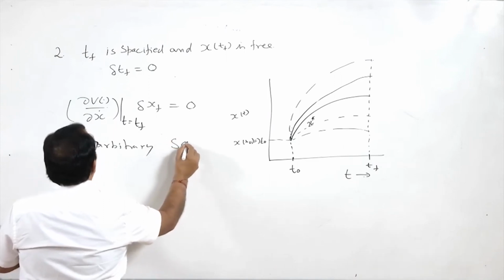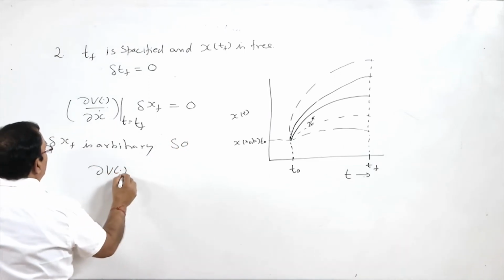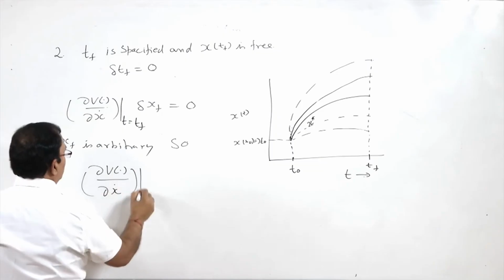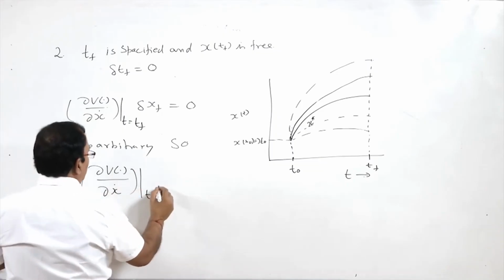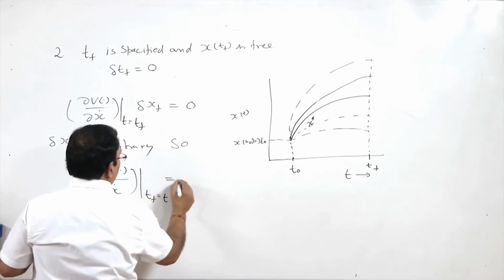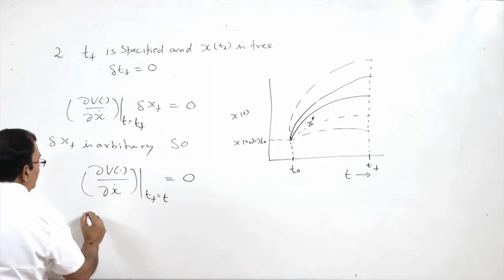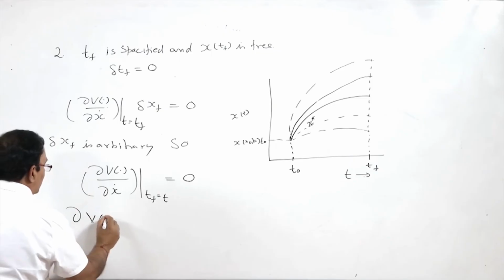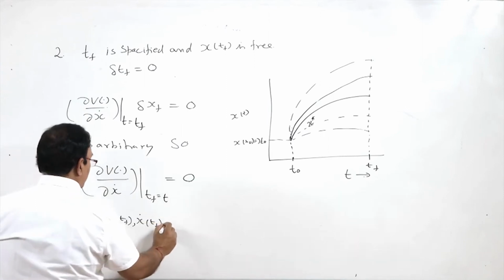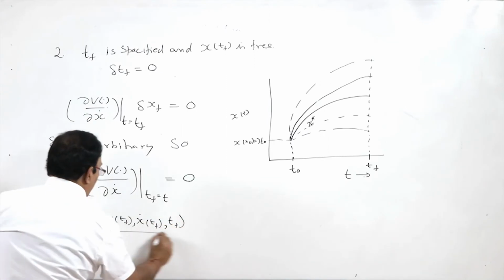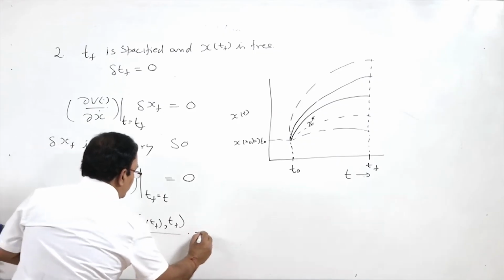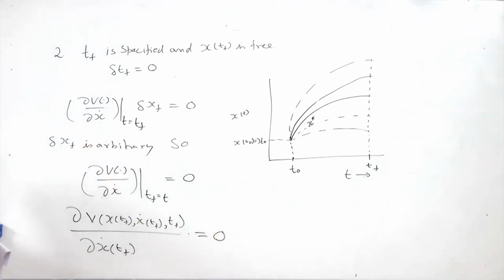So, this means del v by del x dot at t equal to Tf will be 0, or we can also write this as del v of x of Tf, x dot of Tf, Tf by del x dot of Tf must be equal to 0.